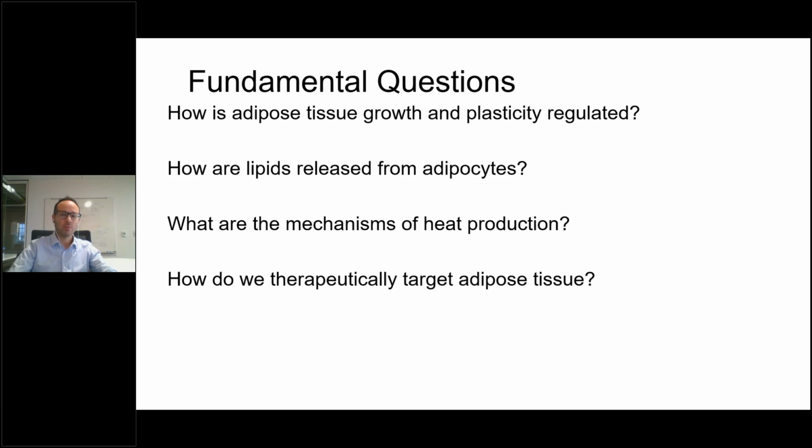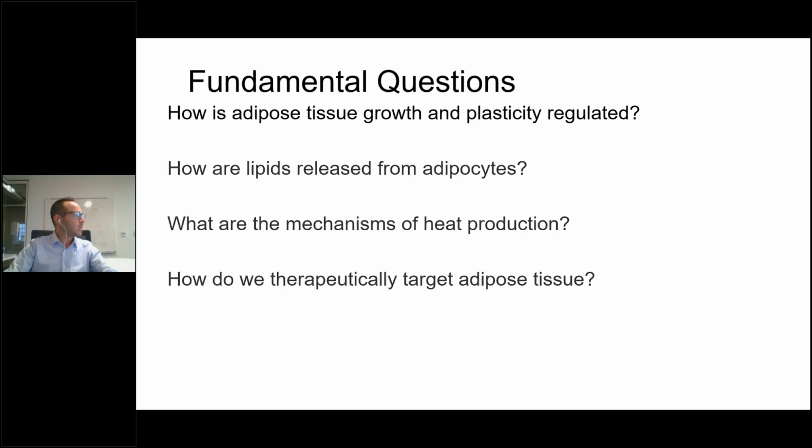We know that UCP1 is an important mechanism, but are there other mechanisms that might be potential sources of heat production and can be potentially targeted therapeutically? Finally, an outstanding question is, how do we therapeutically target adipose tissue? And with our final review article, we'll see potentially how that might be done.